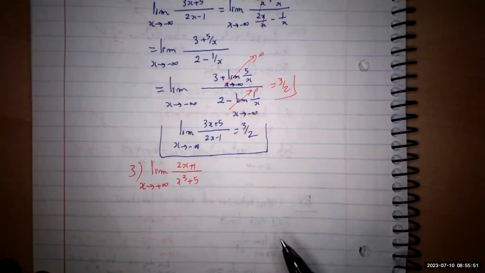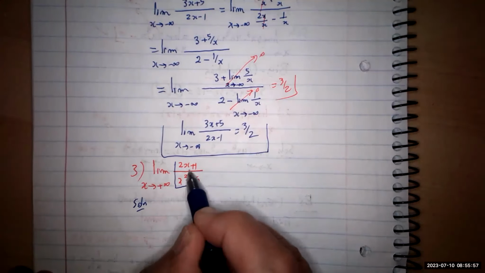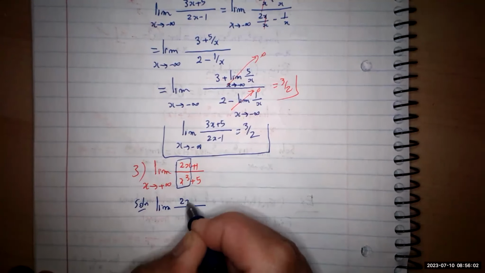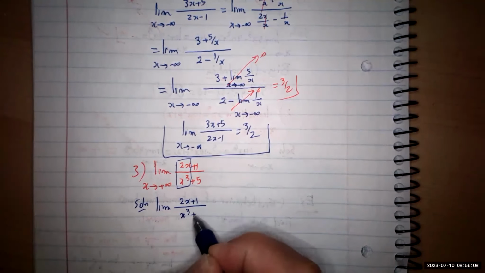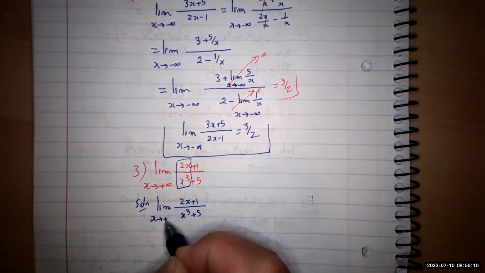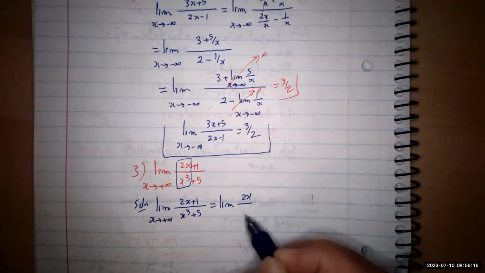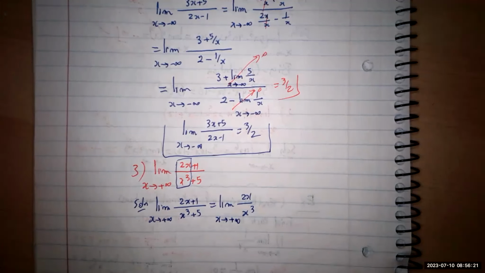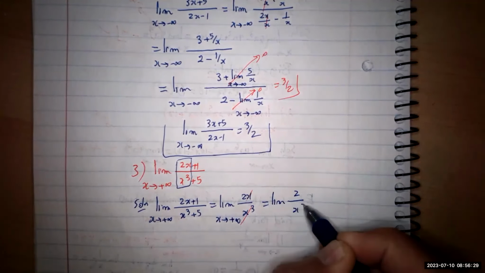Okay, again, polynomials on the top and the bottom, shrink it. So the leading term, you see this is going to be your leading term. So you have to rewrite it. The limit of 2x plus 1 over x cubed plus 5, when x goes to positive infinity, is the same as the leading term, 2x over x cubed, x goes to positive infinity. Simplify by x. So that gives you the limit of 2 on the top, x squared on the bottom.